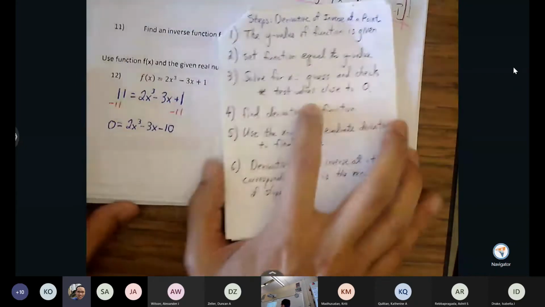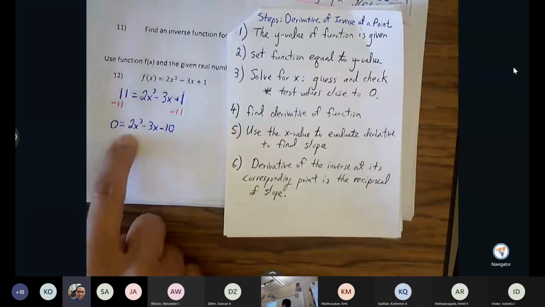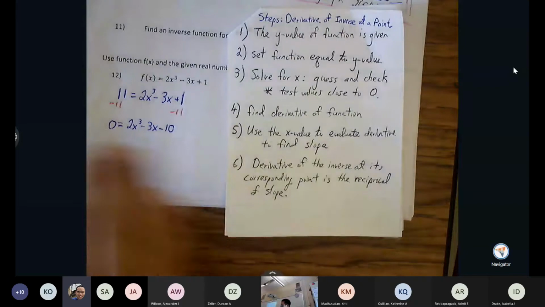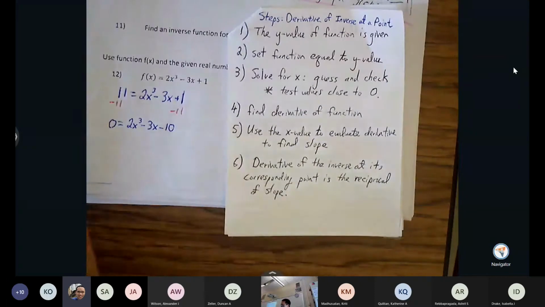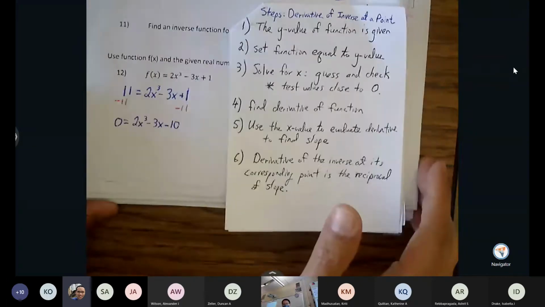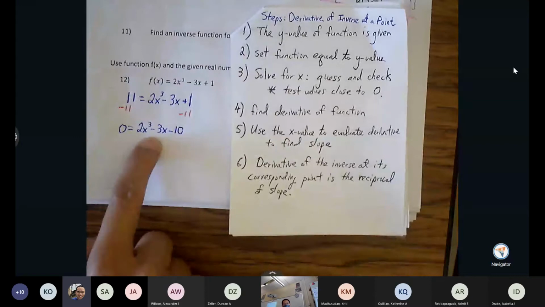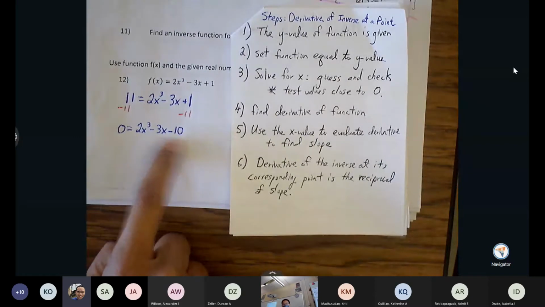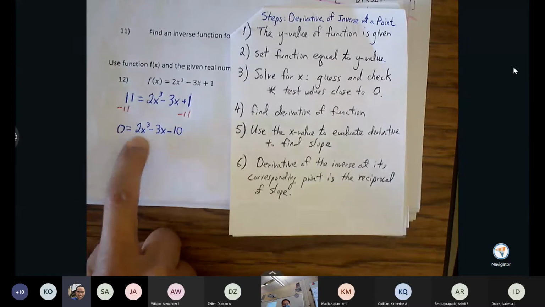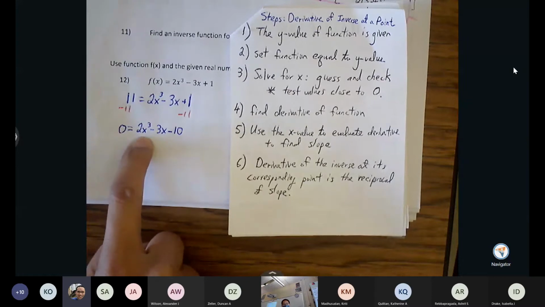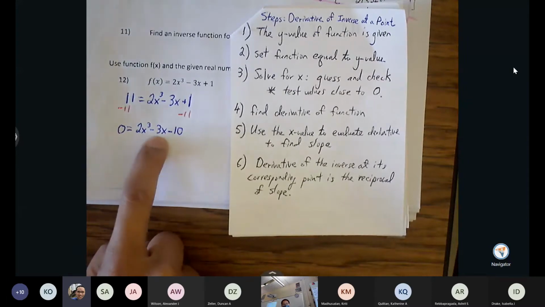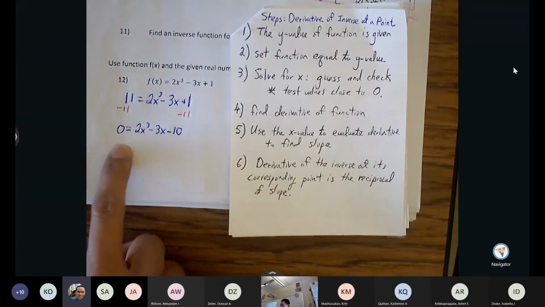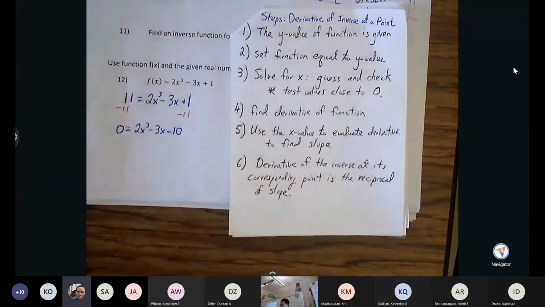So let's start with 0. Is 0 going to make this statement true? 0 minus 0 minus 10. -10 is obviously not equal to 0, so that doesn't work. Okay, how about 1? 2 minus 3 is -1, -1 minus 10. That's nowhere near 0. How about -1? 2 times -1 cubed, that's -2 plus 3, that's 1 minus 10, still not going to be equal to 0. Okay, what about 2?